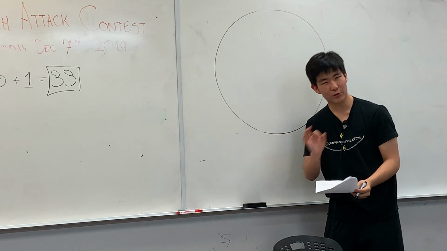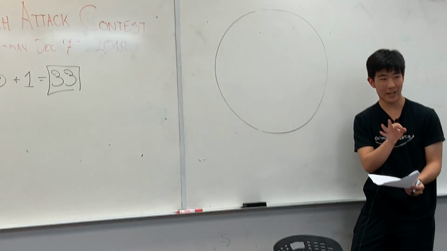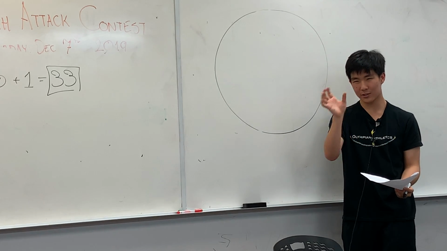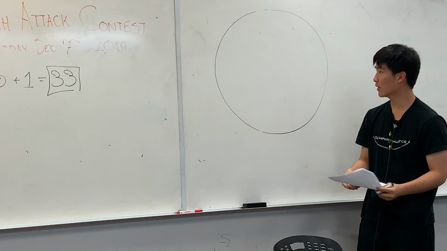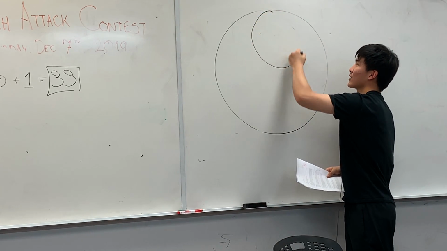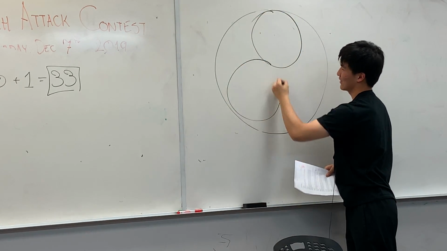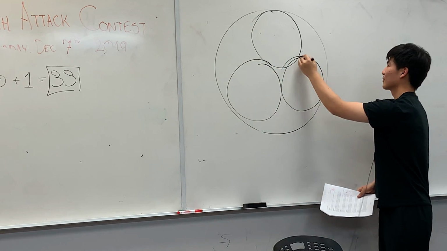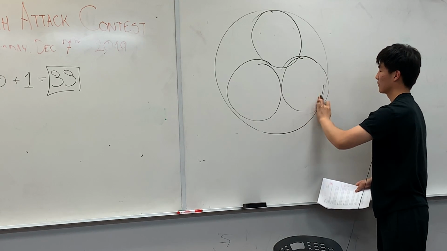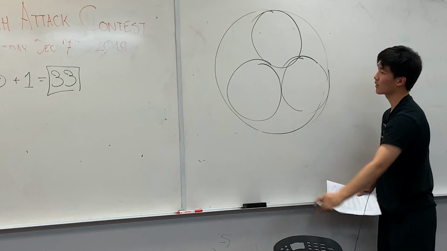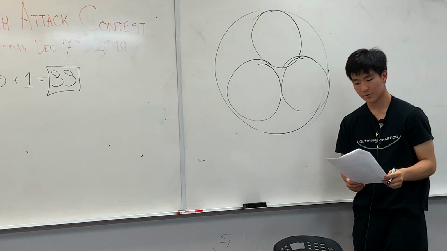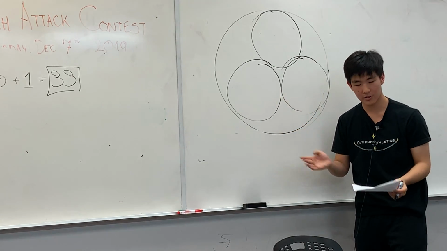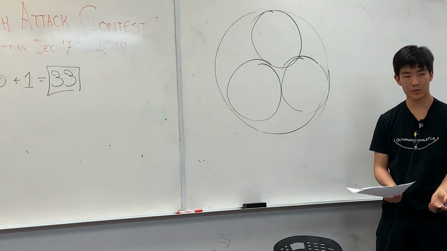So when it says 3 circles are externally tangent to each other, there's actually only one possibility, because each circle has to be externally tangent to every other circle. The only way that you can do this is if you have this kind of shape. Right? So then the question is, given that you know that it's in this shape, how would you be able to figure out the entire radius?